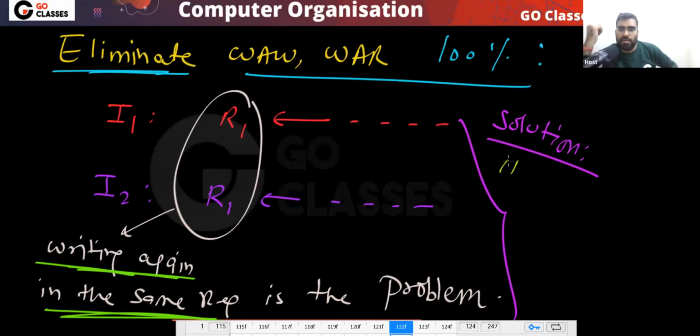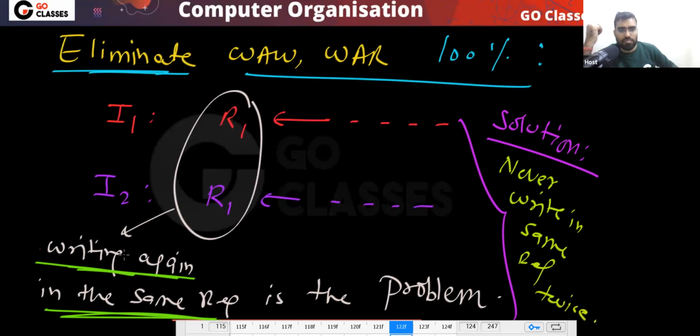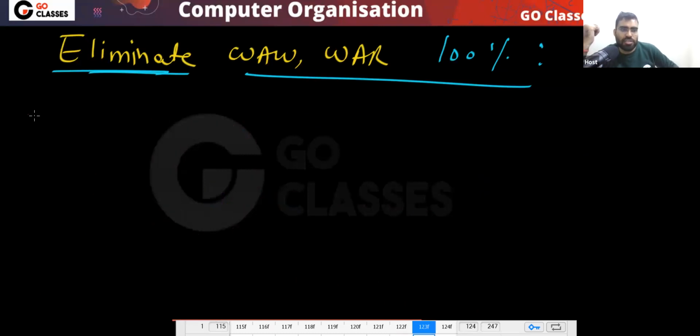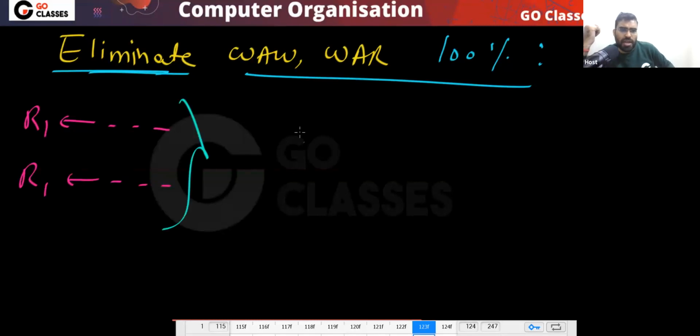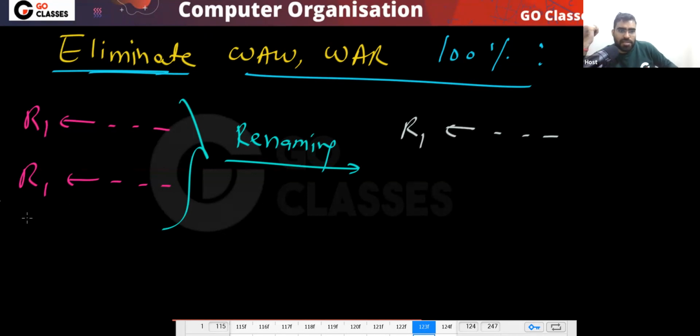So never write in the same register twice. For example, if in R1 you want to write something, and then in R1 again you want to write something, just don't write, just do the renaming. Here you don't write into R1, just write into R11. Now there is no problem.